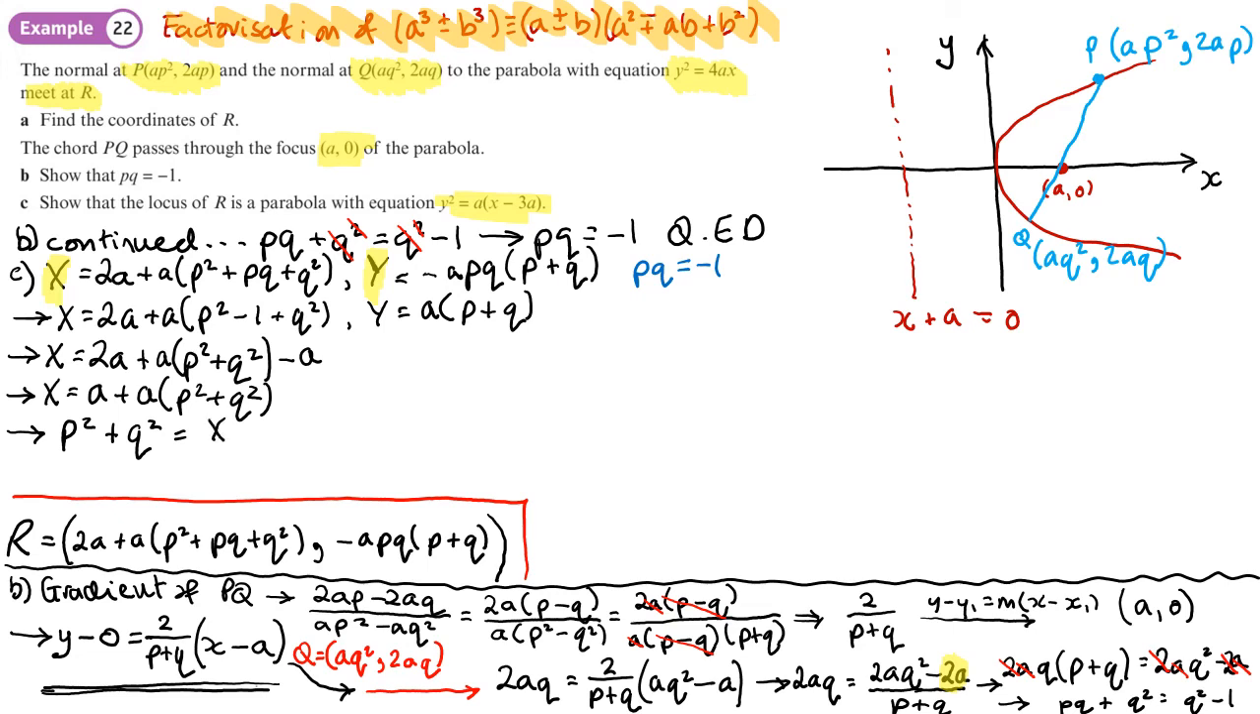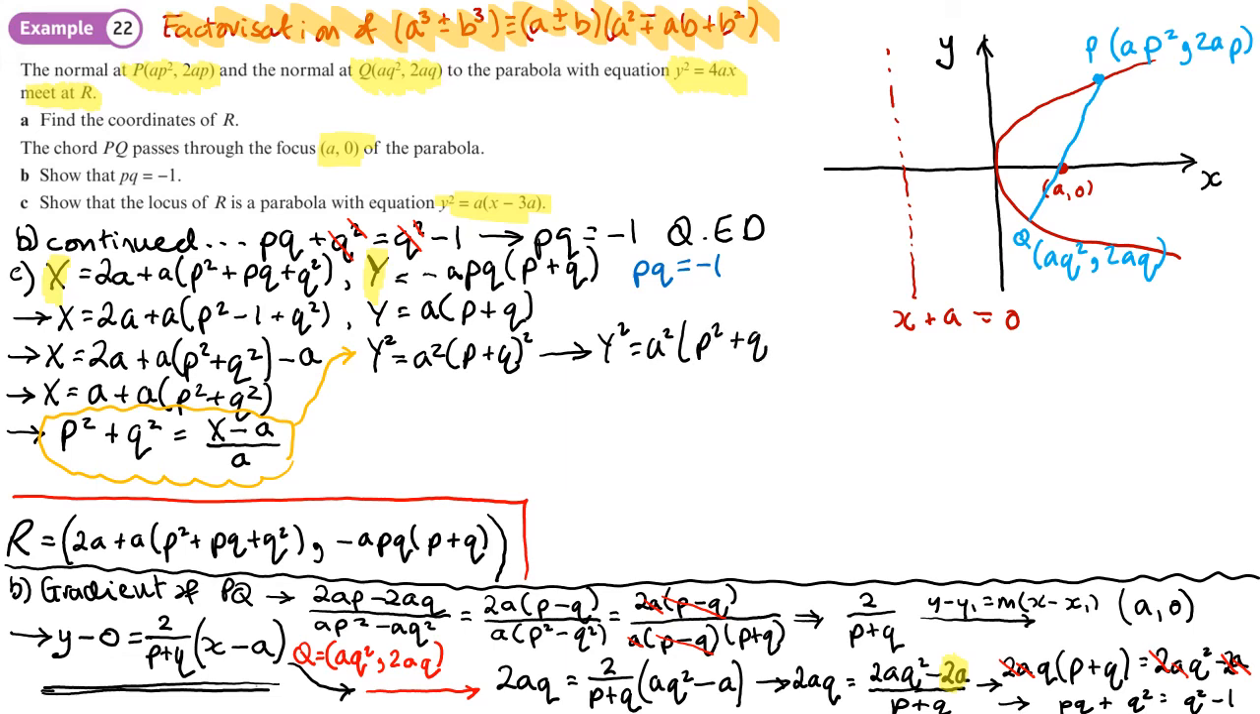So I'll have x minus a over a. So this, I've written it correctly, is what I'm going to use to substitute when I square my y part. So if I square what I have for y, y squared is going to be a squared, and then p plus q all squared, which I know is going to give me y squared equals a squared, and then I'll have p squared plus q squared plus 2pq.